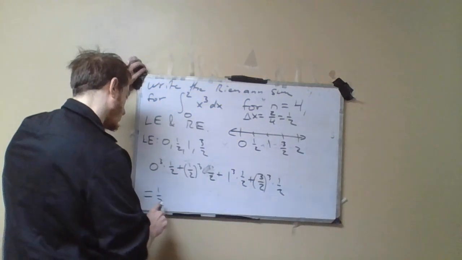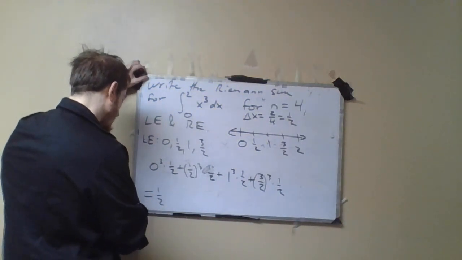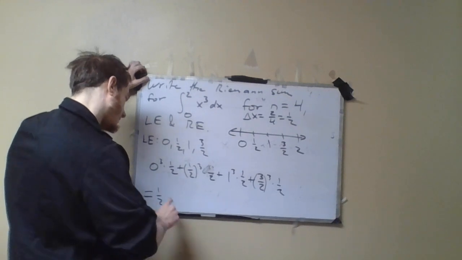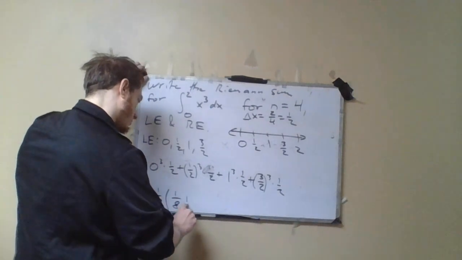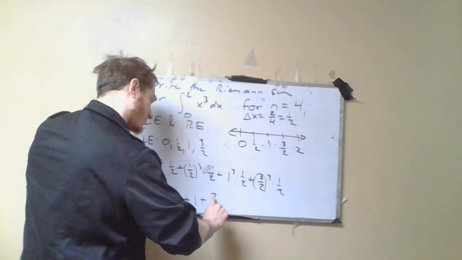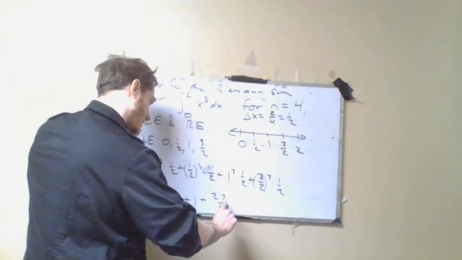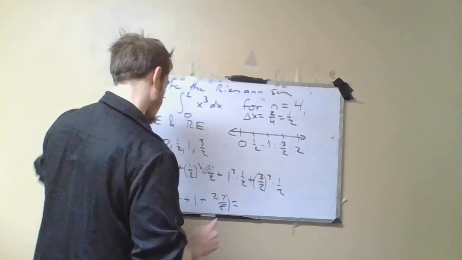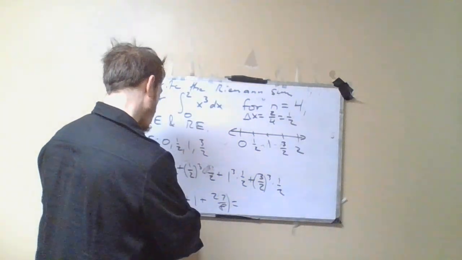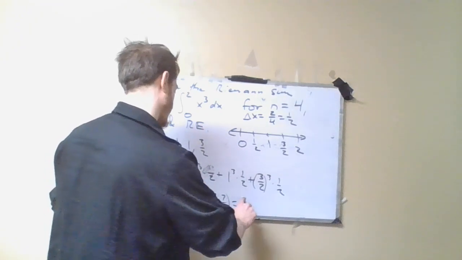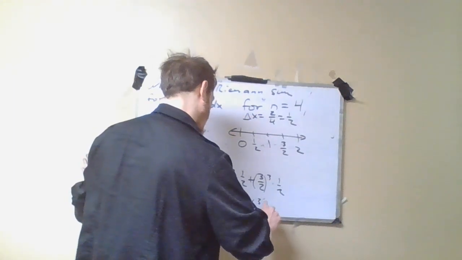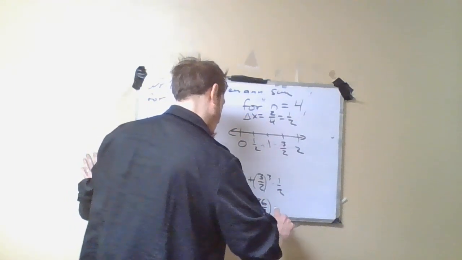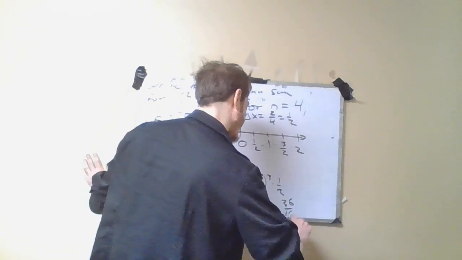This is going to be equal to 1 half times 0 plus 1/8 plus 1 plus 27 over 8. That's going to become, why am I confused by this? 1/8 plus 27/8, so that's 28 over 8, plus 8 over 8. 28 over 8 plus 8 over 8 is 36 over 8, times 1 half. So this becomes 36 over 16, which is 9 over 4.